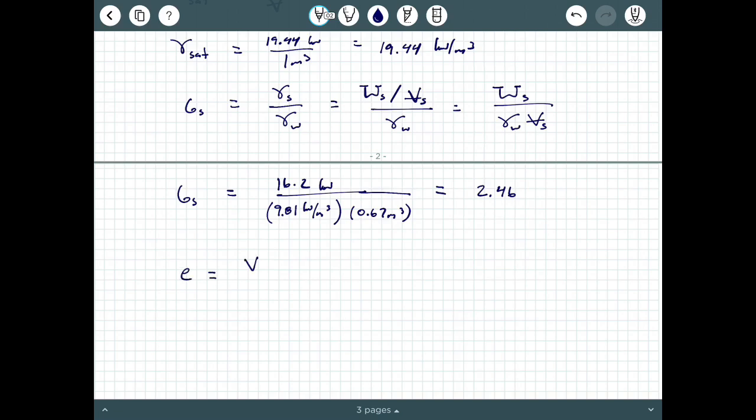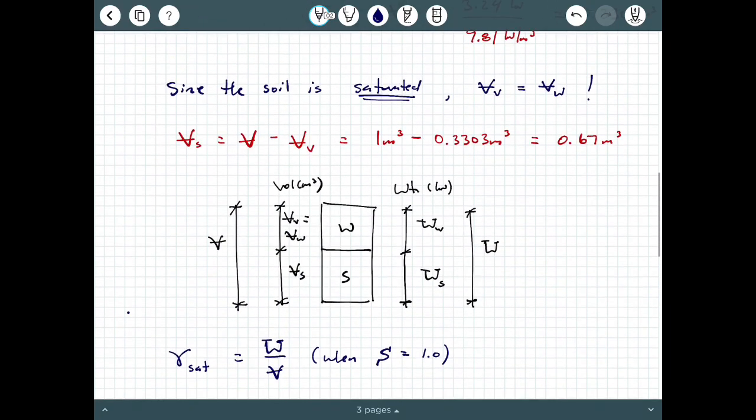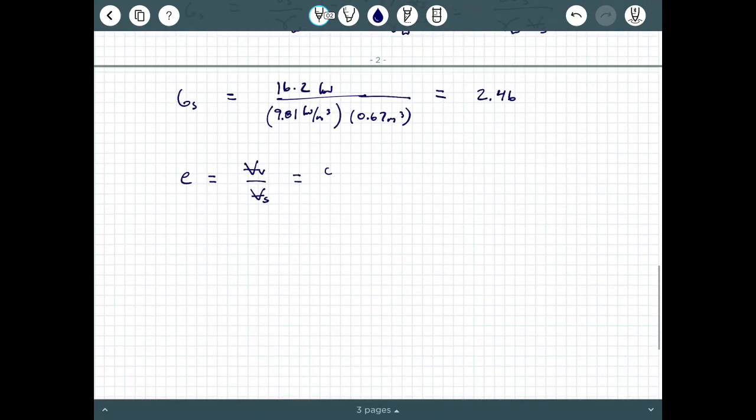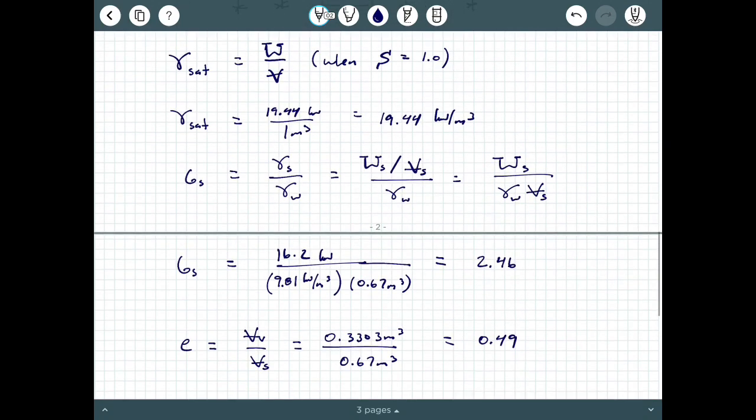And then finally, void ratio is volume of voids over volume of solids. The volume of voids was the same as the volume of water in this case. So that's 0.3303 cubic meters divided by the volume of solids, 0.67 cubic meters. So 0.3303 divided by 0.67, and I get a void ratio of 0.49, okay? So again, the moral of this example is look for that keyword saturated.